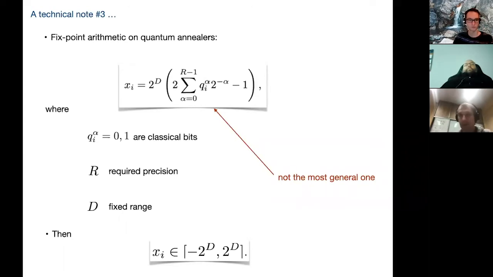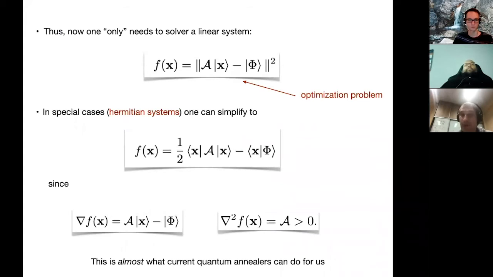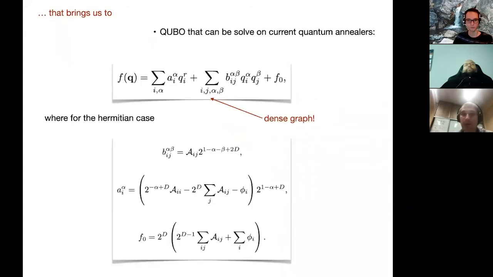And if you just plug this x_i into the previous f function, you get a QUBO, right? Quadratic unconstrained binary optimization problem. Or if you will, the Ising Hamiltonian. So this is how you go from the initial Schrodinger equation into QUBO.